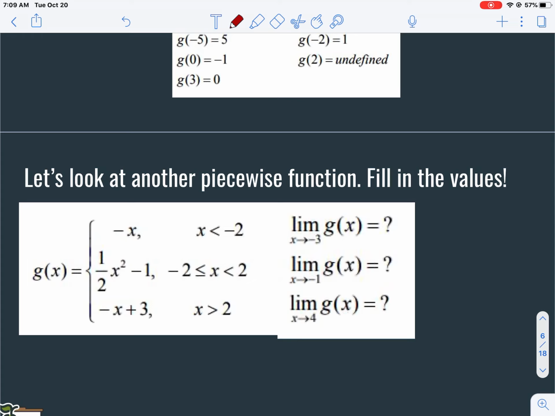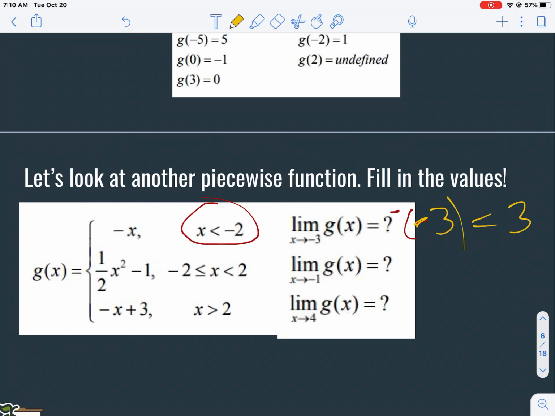All right, so when it comes to limits now, you're going to approach it the same way. We're just going to plug in the values, whatever x approaches, to the appropriate part of the function. So the limit as x approaches negative 3, since negative 3 is less than negative 2, we're going to plug it into the first function. So you have negative negative 3, which is 3. So the limit as x approaches negative 3 is 3.